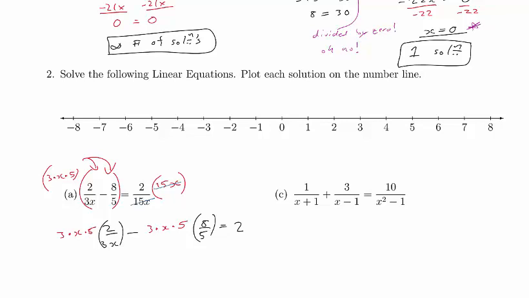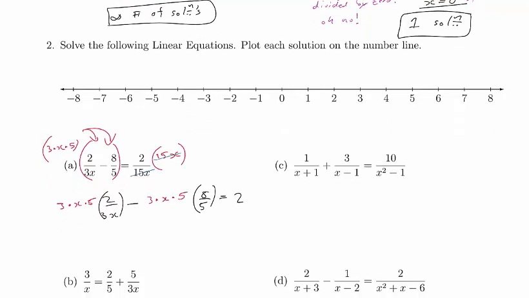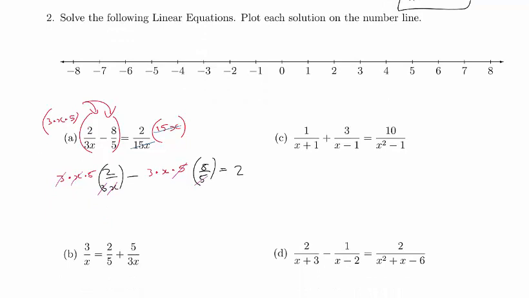Alright, so now we're going to go ahead and cancel out what cancels. So 3 cancels with 3, x cancels with x. Over here, 5 cancels with 5. And so we're able to do these easy cancellations because we utilized the lowest common multiple. That's why we find the lowest common multiple. Alright, so right here, now we're left with the 5 and the 2. 5 times 2 is 10. And then minus, we've got just 3x times 8. 3 times 8 is 24. And that all equals 2.